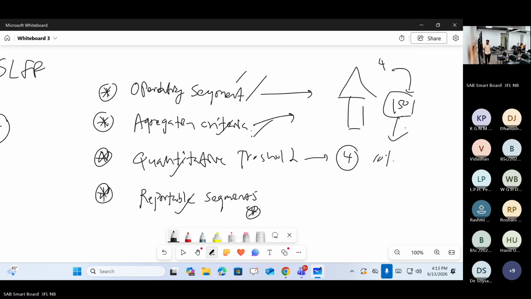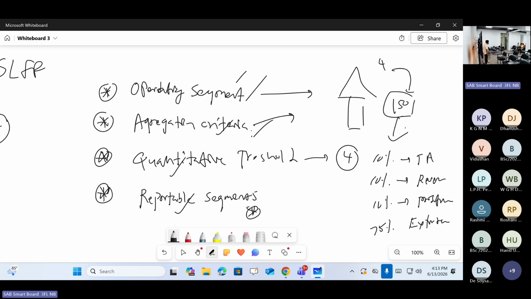10% of total assets. 10% of revenue. 10% of profitability. Right? 75% of external revenue. These are the four quantitative thresholds.